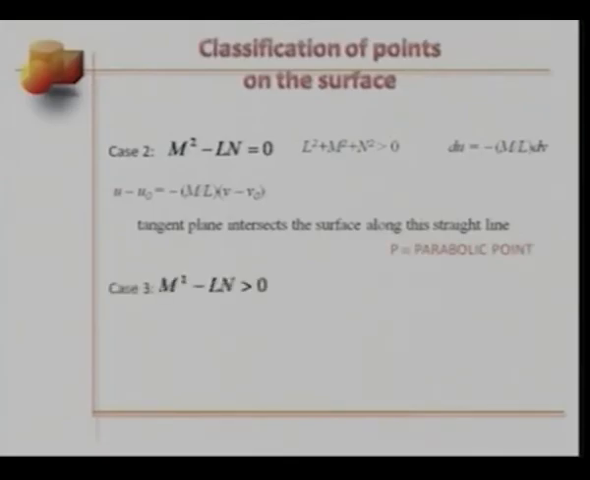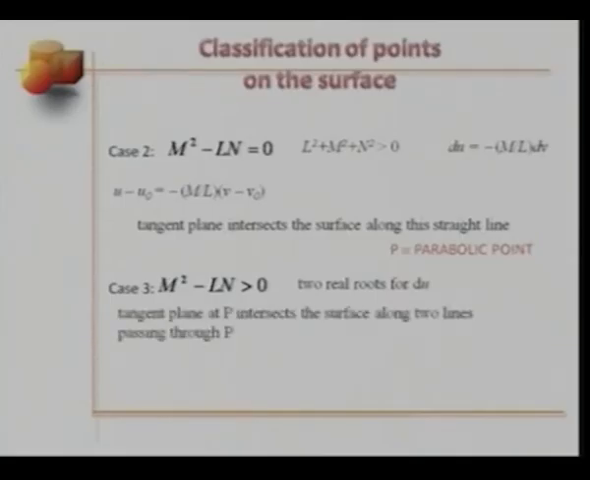The third case, when the discriminant is greater than 0. In this case, we have two real roots for du. So the tangent plane physically at P intersects the surface along two lines passing through P. We name P in this case as a hyperbolic point. And the fourth case, of course, is when the elements L, m, and n of the second fundamental matrix are all 0, in which case we call P a flat point.